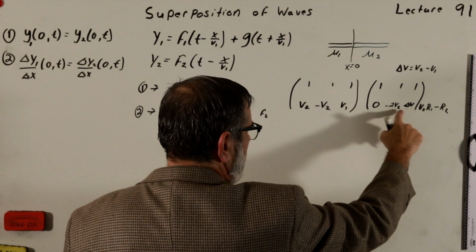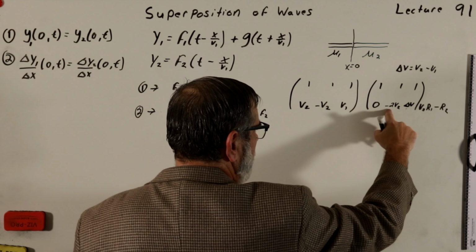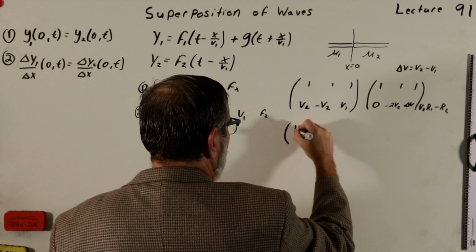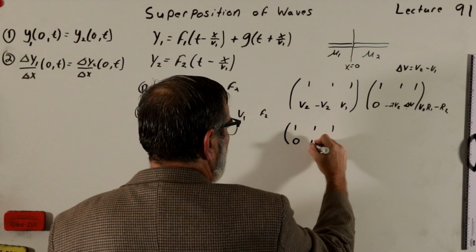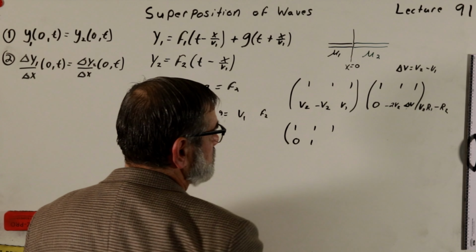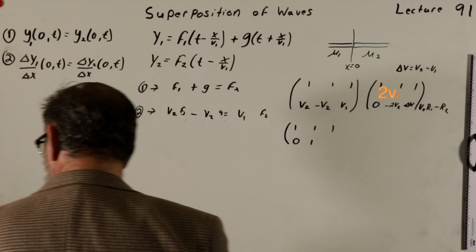I can normalize this by dividing the whole second row by minus 2v2. That will give me 1, 1, 1, 0, 1, and it will give me, I'm not sure about the minus there.